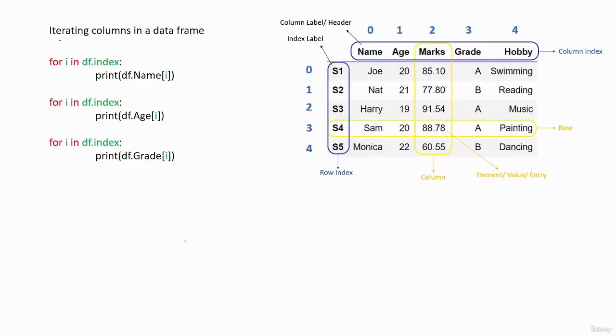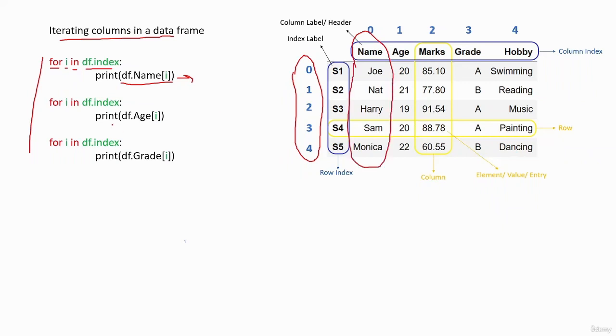Now let us see how to iterate columns in a data frame. For that we have to use a for loop. Now let us take a look at these examples. Here I have used the for keyword, then a variable, then the in keyword. Here the iterable is df.index. So the iterable will be these values. Then df.column name within the square brackets i. Now this will iterate this column and this will iterate the age column. Finally this will iterate the grade column.